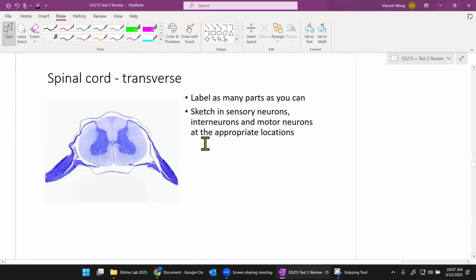Okay, spinal cord. We labeled this already. I think you will be okay. It's the same drawing that we did, right? With the motor neurons coming out and then the sensory neuron going in, and then you have the interneurons, right? Just look at the pictures we drew earlier today, and you should be okay.